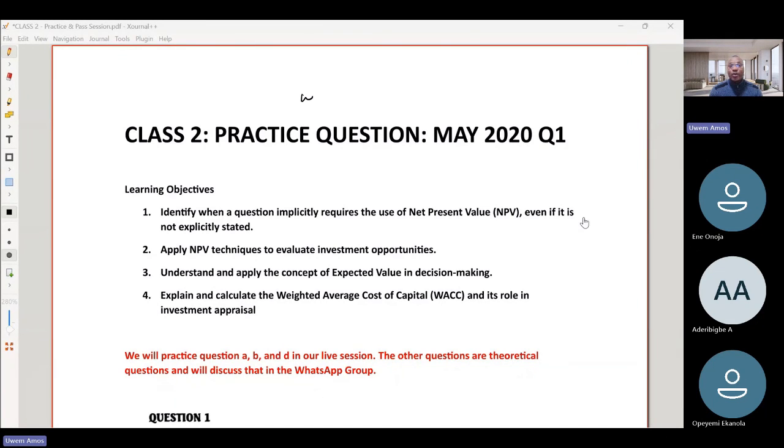So we're going to begin by reading through the question, and then we're going to go through the key tips you should bear in mind whenever you are attempting an investment appraisal question. And then we'll quickly get into the question by looking at the different parts of that element, with particular focus on the calculation part of the questions, really. So that will be our focus. So let's get right into it.